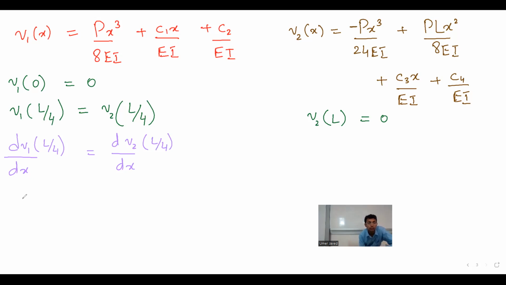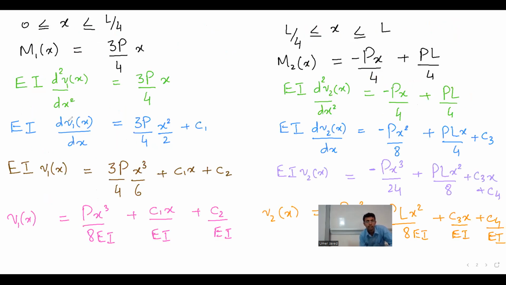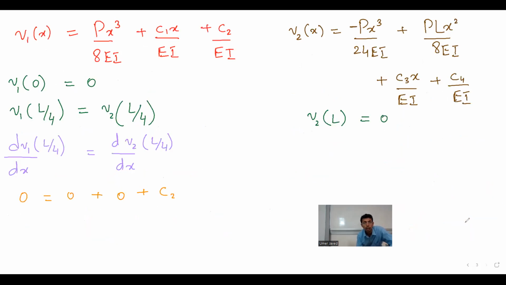So V1 at 0 is 0, 0 plus 0. In fact, I will answer Bahadur's question right now. Bahadur, this is dv1 over dx, right? Take the EI on the right hand side, and instead of x, wherever you see x, put L by 4. I hope I answered your question.